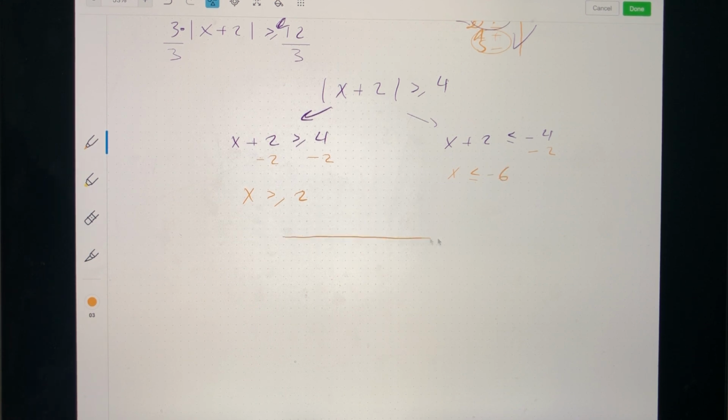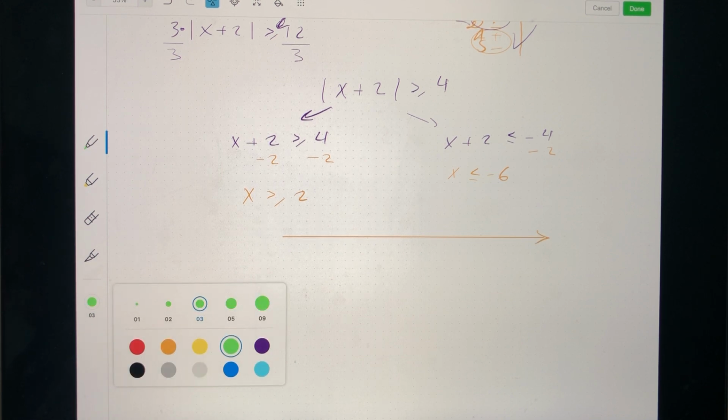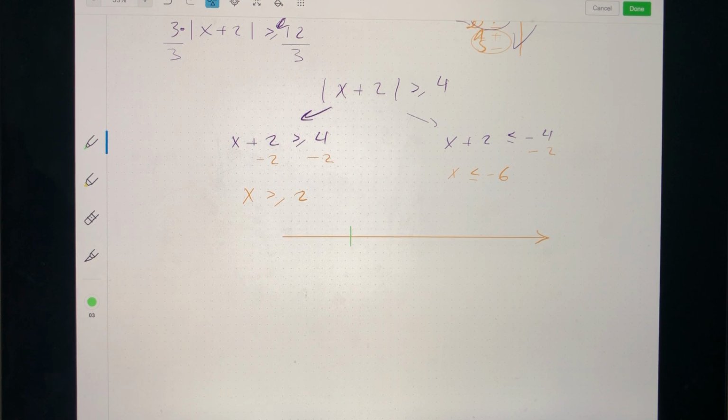Now, on the same coordinate axis, what does that look like? Well, somewhere there is a negative 6. And somewhere to the right of it is positive 2. Now, both, so let's say x is less than negative 6, that means everything to the left side of negative 6.